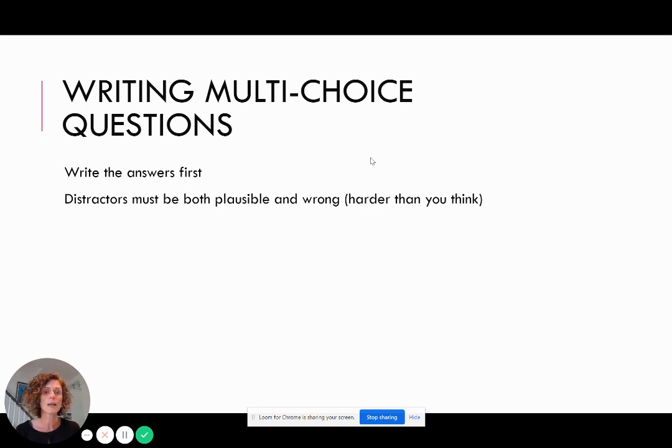Distractors must be both plausible and wrong. Now, this is harder than you think. So you do need to think about these and also make sure that there aren't two answers that could be correct.